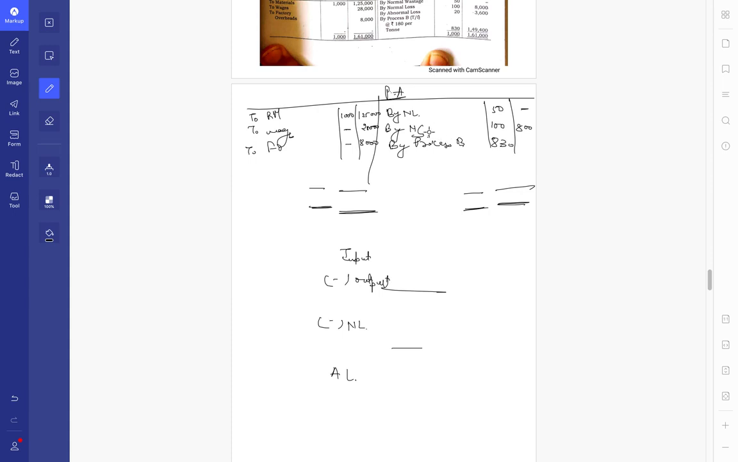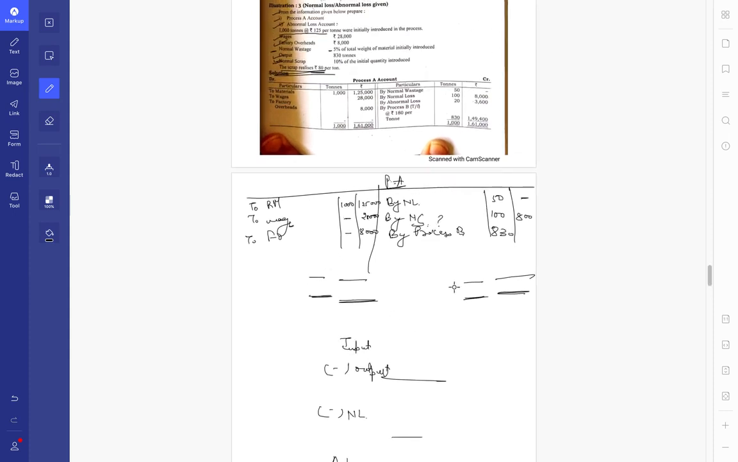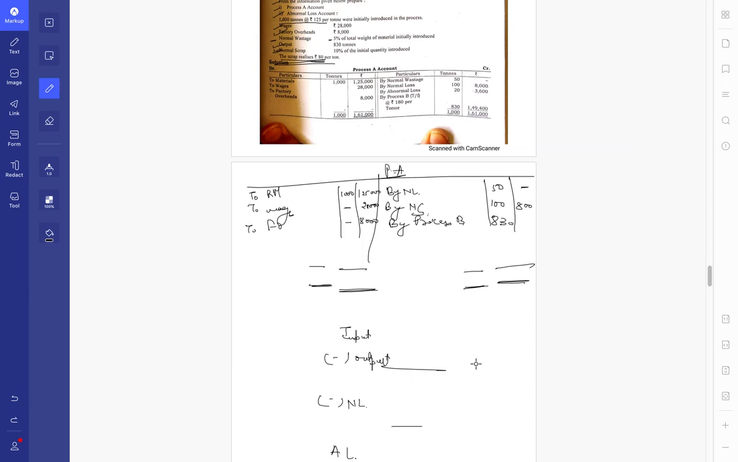But in the question we are also given normal scrap. What to do about that? We are not sure what to do about that. So let us take a look at it. Let us try solving without it, and let's see if we are able to reach where we want to reach.